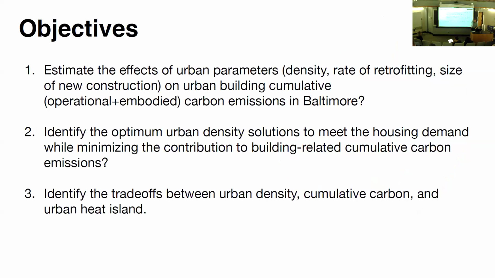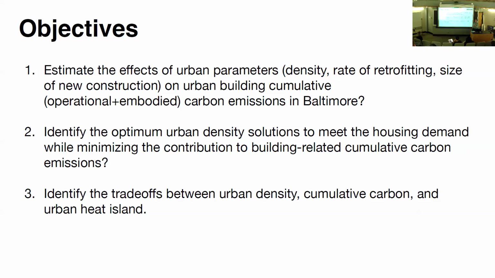So the objective that we have in our project is to estimate the effects of urban parameters ranging from density to rate of retrofitting to size of new construction on urban building cumulative carbon emissions. And cumulative means, in the context of buildings, operational carbon plus embodied carbon. Operational carbon is the carbon related to the energy consumption of buildings. Embodied carbon is the carbon emissions because of the construction of the buildings, and that is oftentimes not reflected or not taken into account in estimations.